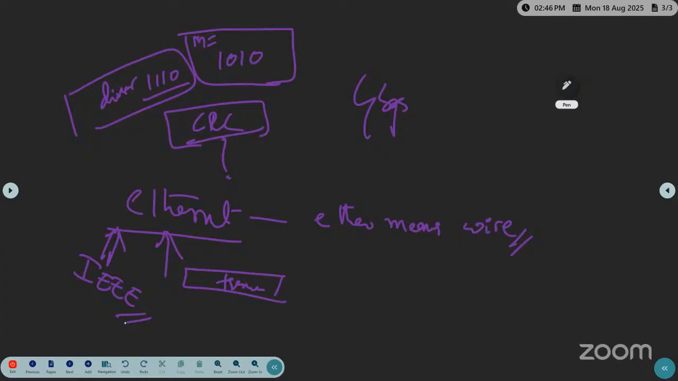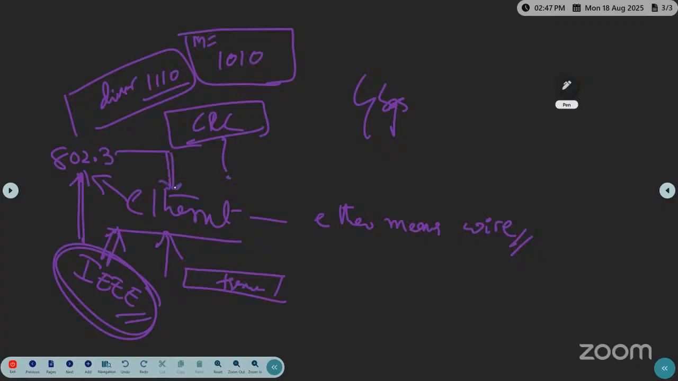What is IEEE? Institute of Electrical and Electronics Engineers. This Ethernet is approved by IEEE. The standard running for the internet is 802.3, and 802.3 is called Ethernet.